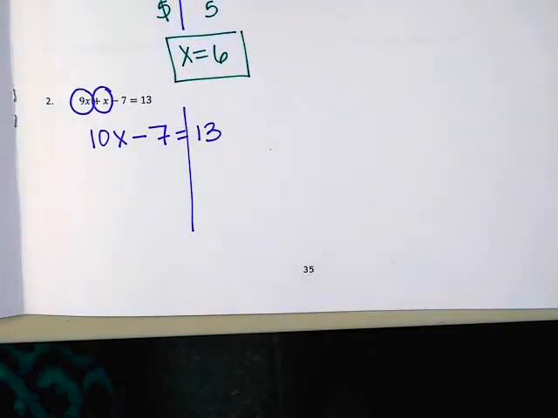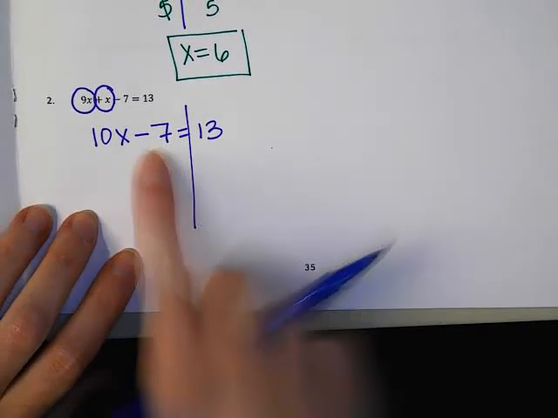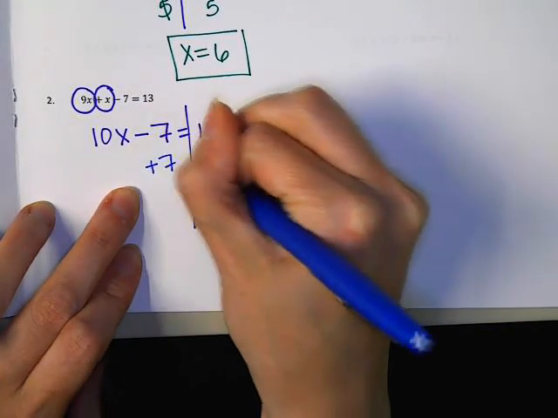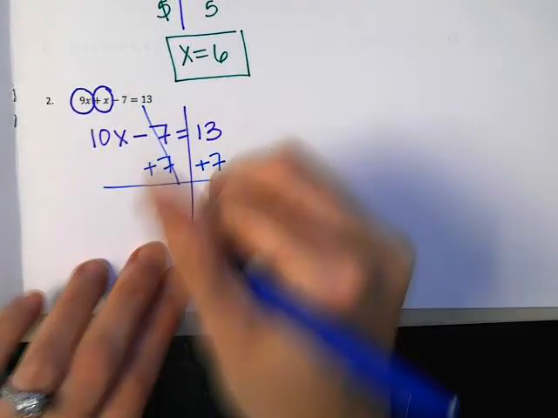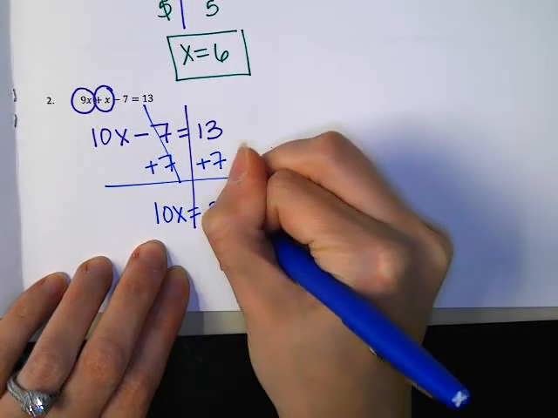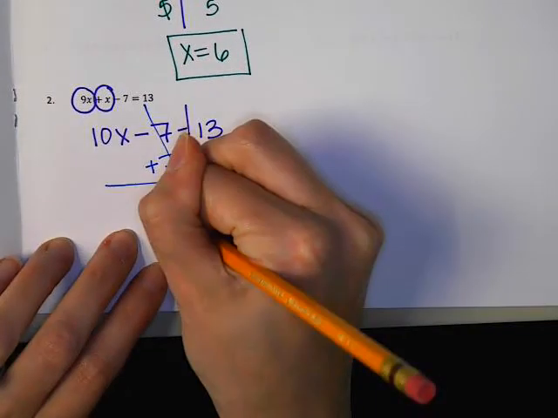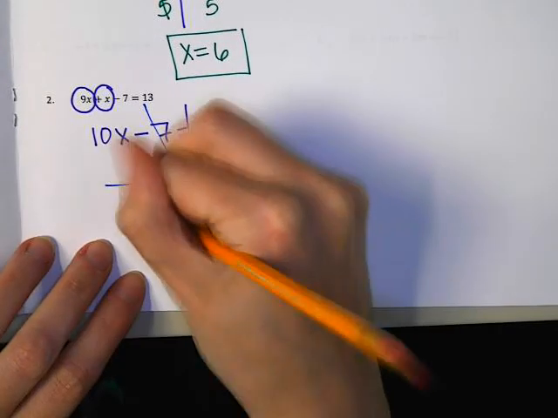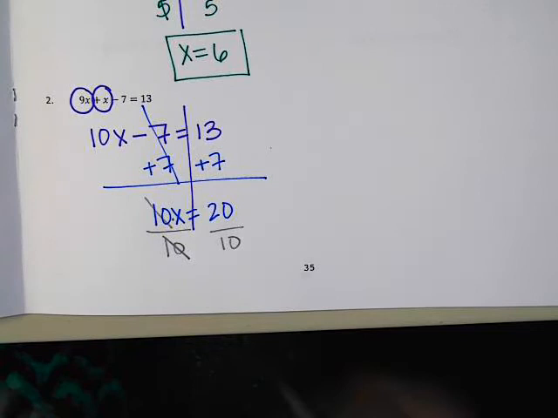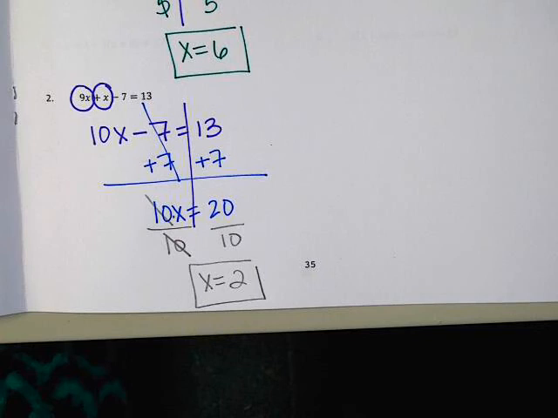And then you guys know the drill. Undo any addition and subtraction next. So to undo minus 7, we add 7. The undos cancel. And we're left with 10x equals 20. And then the last step, undo any multiplication or division. To undo times 10, we divide by 10. And the undoing cancels. And 20 divided by 10 is 2. So you guys got x equals 2. All right, so that's multi-step.